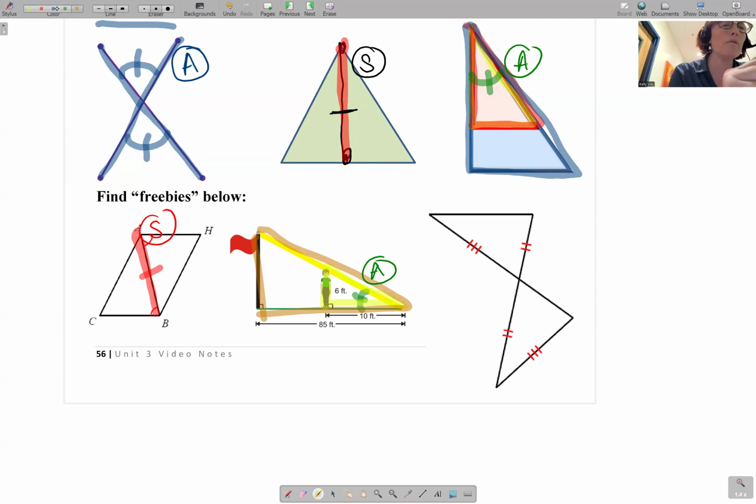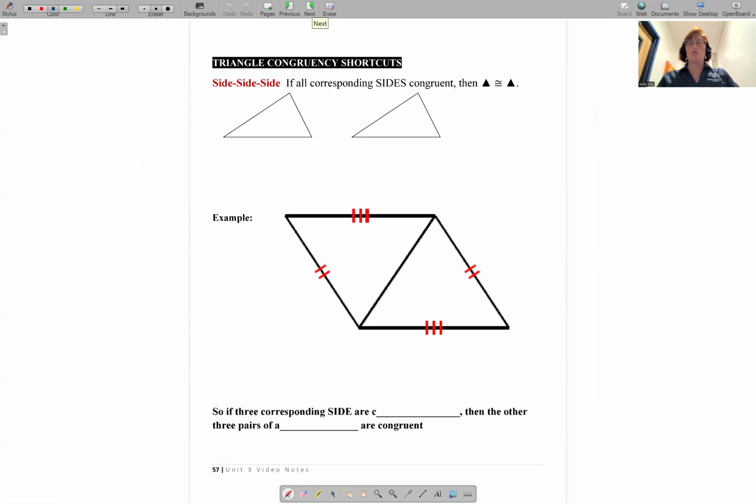And then here, by far the most common would be vertical angles. You see them, you mark them, and you put A for a pair of angles. Now that you can spot your freebies, I'm going to introduce you to your shortcuts.